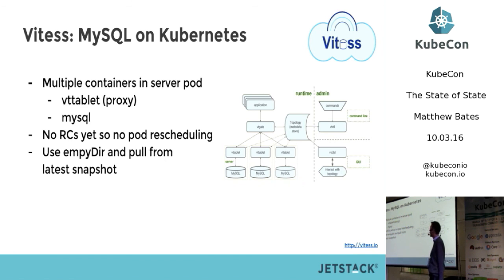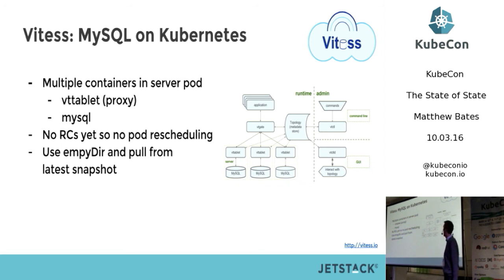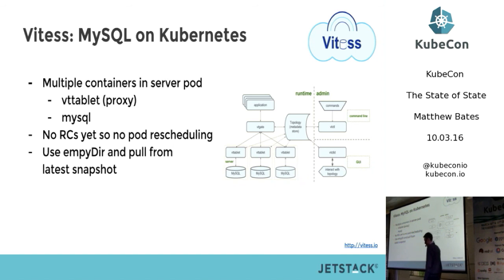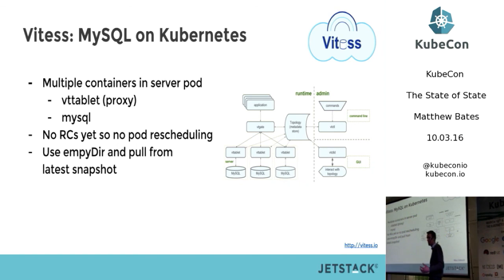Looking under the bonnet at what it looks like, effectively you've got multiple containers which run in a server pod. They've got something called the VT tablet, which is like a smart proxy that sits in front of MySQL. This is all backed at the moment just with ordinary pods which use empty directory. It has a very interesting way of pulling its snapshots down from, I believe, Google Cloud Storage or NFS. It takes periodic snapshots, puts those out to storage, and can then use those to bootstrap new nodes as they come online.